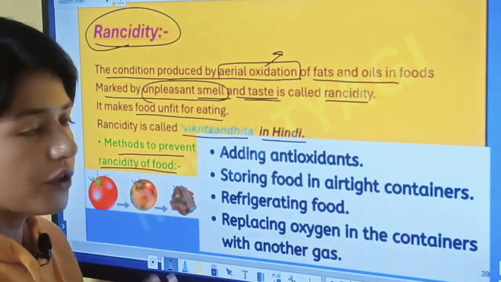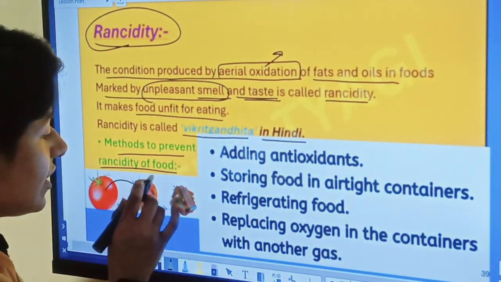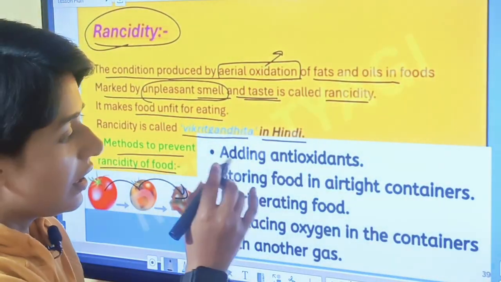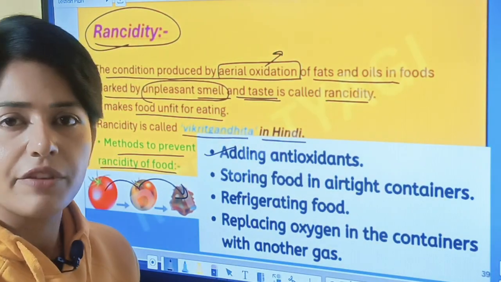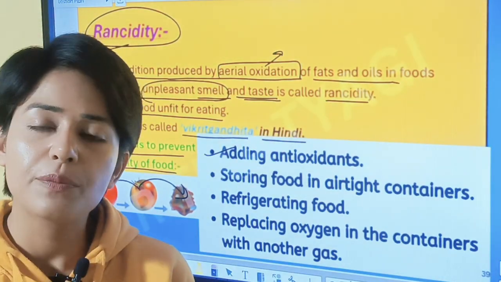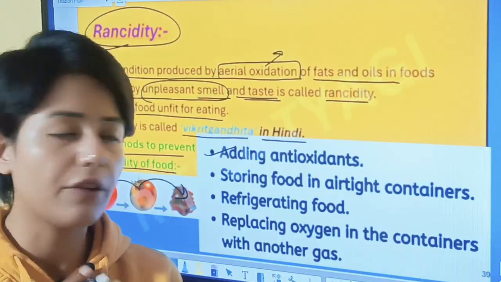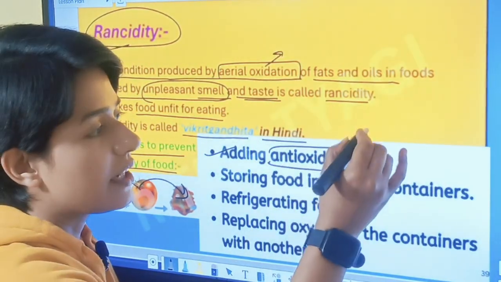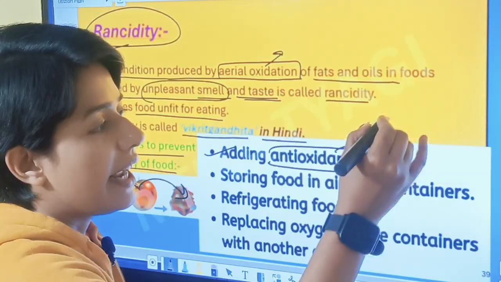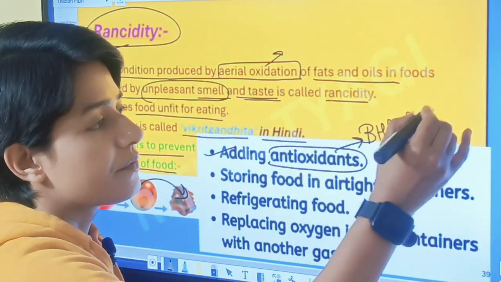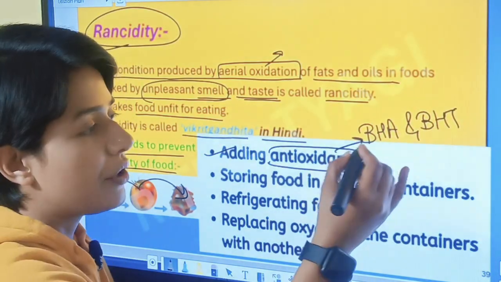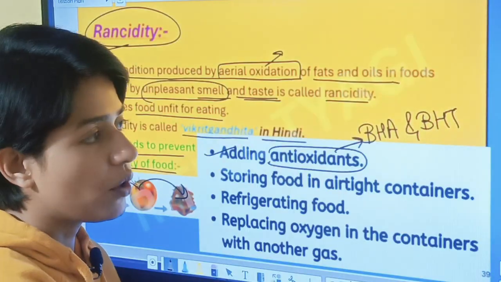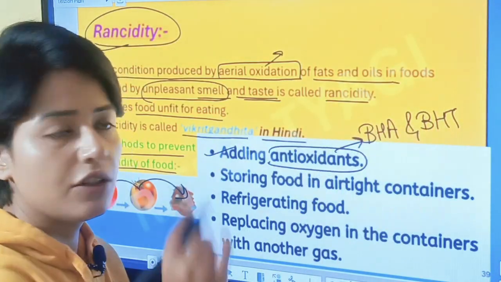Methods to prevent rancidity of food. How do we prevent the rancidity of food? Adding antioxidants. We can add some chemicals which prevent contact of oxygen with the food, which are known as antioxidants. Examples of these antioxidants are BHA and BHT, where BHA is butylated hydroxyanisole and BHT is butylated hydroxytoluene.